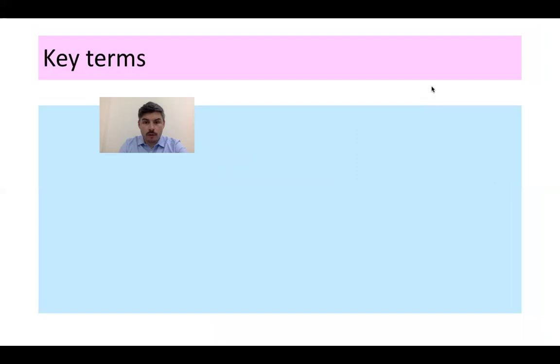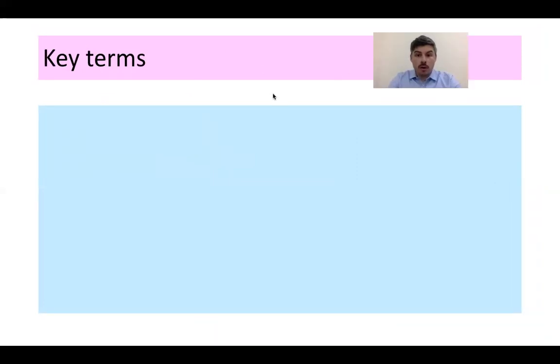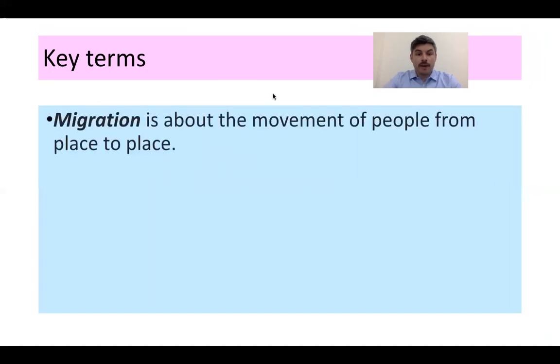So let's move on. The key terms. Let's see how close your answers were. Migration. So what is migration? Migration simply is the movement of people from place to place. So people leaving one country for another or one city for another.